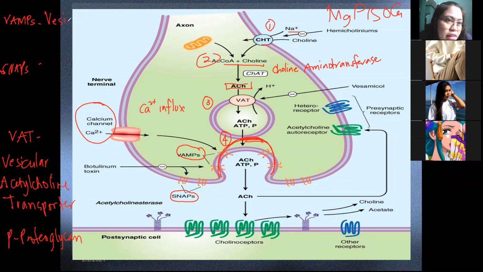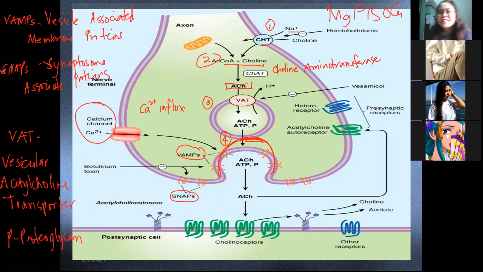This is the vesicle-associated membrane proteins, and the other gate is the SNAPs. It's called synaptosome-associated proteins. I hope you can read what I wrote on the screen. Again, we have the opening of the two gates, the VAMPs and the SNAPs. The VAMPs is the vesicle-associated membrane proteins, and the SNAPs is synaptosome-associated proteins. And once the gates are open, it's time for the release of the acetylcholine.